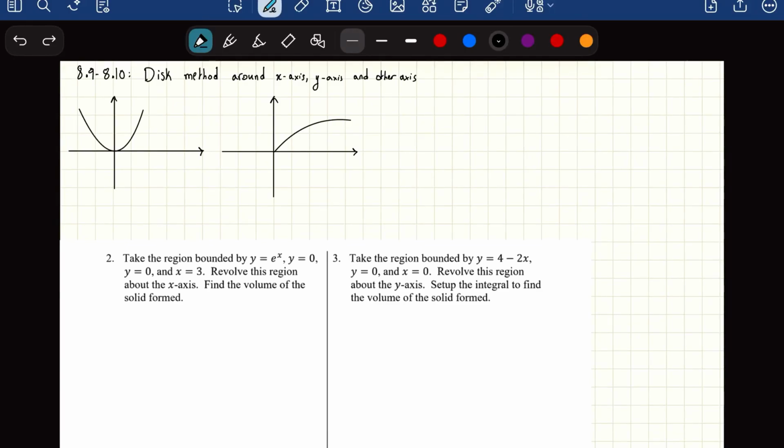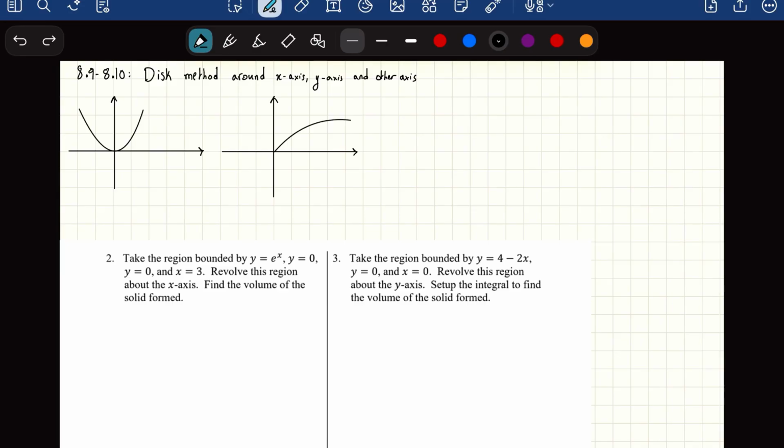In this lesson, we are going to go through the disk method around the x-axis, y-axis, and other axes. 8.9 is specialized about the x-axis and the y-axis, and 8.10 is about other axes. So what is this lesson about?